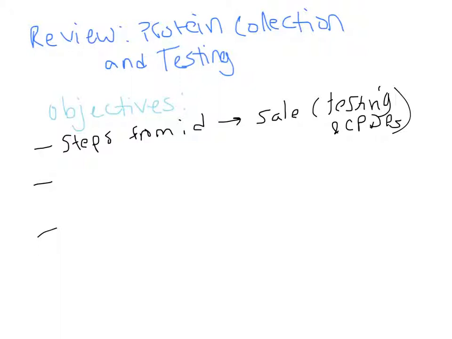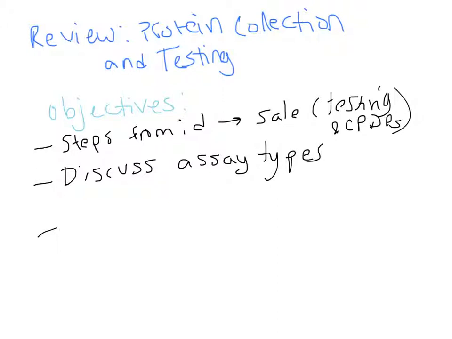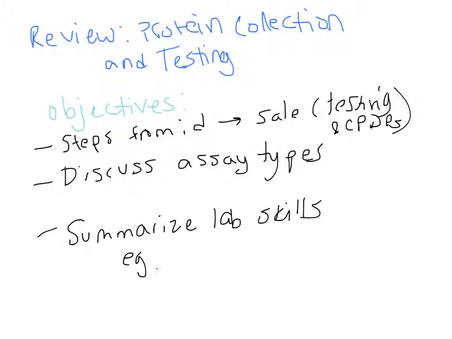We want to be able to discuss assay types. And lastly, summarize lab skills used to accomplish this. And some of those would be things like the zone of inhibition and making solutions.